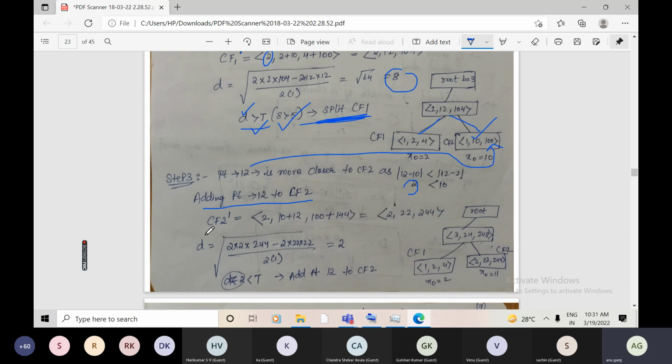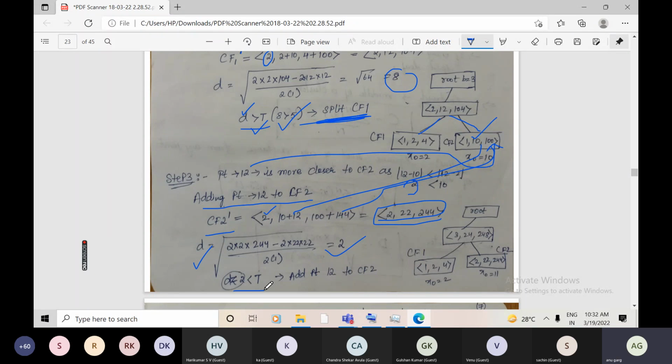Then you calculate the new CF2 dash. Here the number of points was 1. You added point 12, so the number of points becomes 2. And then 10 plus 12, and 100 plus 12 square. You get your new cluster feature. Again find out the diameter.